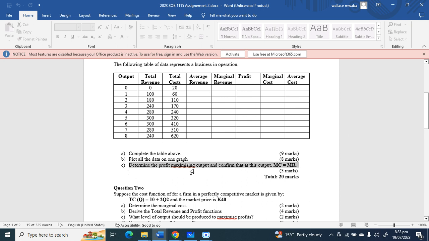Determine the profit maximizing output and confirm that at this output, marginal cost equals marginal revenue. So this point where marginal cost equals marginal revenue is the point at which, if you sell those units, you're going to have your maximum profit. If you go beyond this point, MC equals MR, you're going to start making losses.